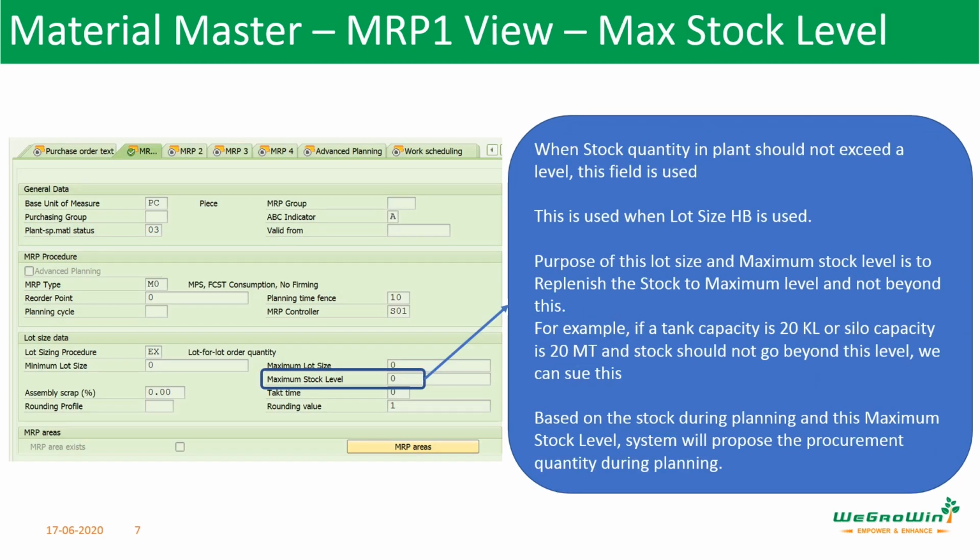So what is the maximum stock level? Let us assume you have a tank with a capacity of 20 kiloliters, and whatever you order should not go beyond 20 kiloliters. Or you may have a silo with a capacity of 20 metric tons, or 20 cubic meters. Beyond that you cannot keep the material there. Or your warehouse can hold only 1000 cartons, so you should not order more than 1000 cartons. Whatever order you give, the system has to propose only the difference between the current stock and the maximum stock. That limit is covered through this maximum stock level field.